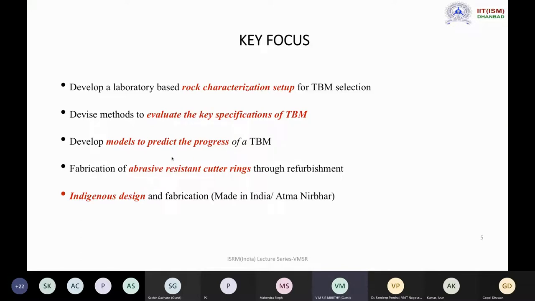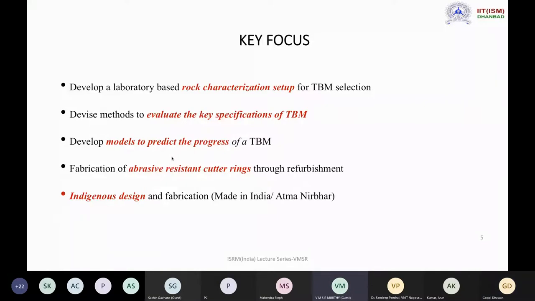We also devised methods to evaluate the key specifications of TBM. For example, if I want to find out the optimum spacing of the disc cutters on a TBM, laboratory study is the only way we can start thinking about it. Subsequently, we do a lab scale simulation, and then finally we take it to the field. And if we can develop models to predict the progress of TBM based on rock tests, that would be really handy for planners, designers, and even operational specialists, to aid faster tunneling.